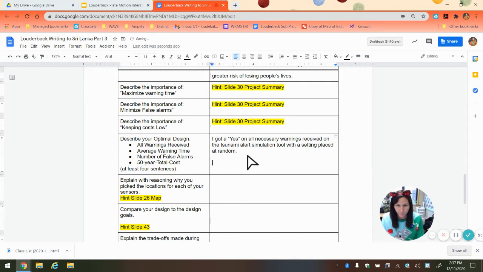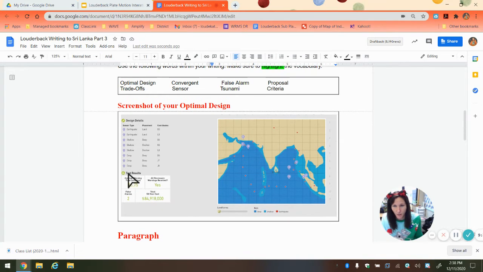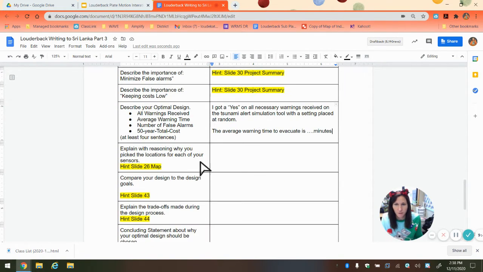So that's why we're specifying yes, it is a computer simulation and it is placed at random. Okay. The other one is notifying the data again: the average warning time to evacuate is blank minutes. So here you have to type in your data. I would scroll up, and based on my data here, I would say 66.75 minutes. Okay, yours might be a little different.